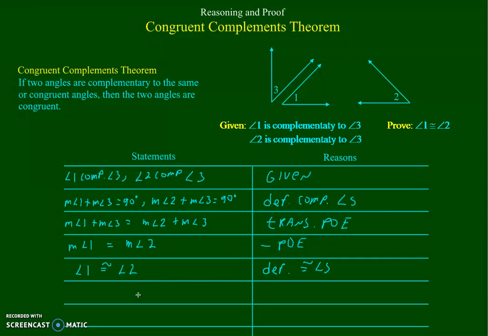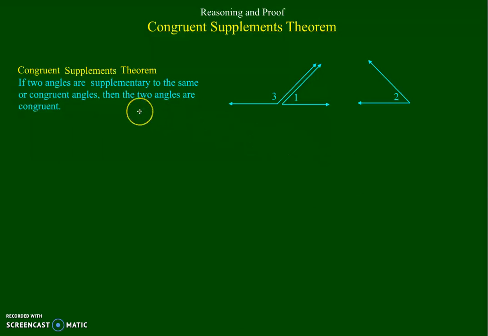All right, let's look at the next proof, and the proof is going to be almost the same, and I'm going to want you to try it on your own first and then start the video back up to look at my proof, and that's going to be the proof of the congruent supplements theorem. The congruent supplements theorem is very similar, and it simply says if two angles are supplementary to the same or congruent angles, then the two angles are congruent. So rather than angle 1 and angle 3 being complementary, they're now supplementary. So this plus this add up to 180, and this plus this add up to 180.